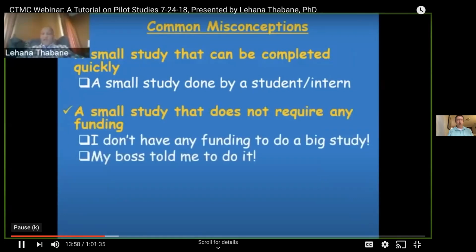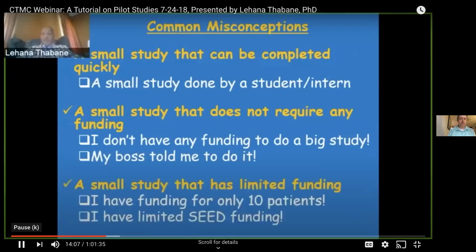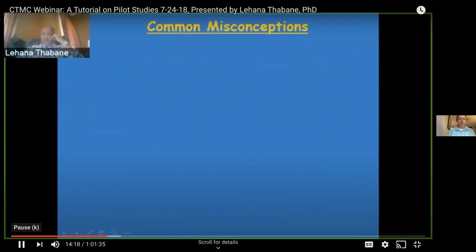do a big study, or my boss told me to do this one, and they call it a pilot because of those reasons. A small study that has limited funding, we've had excuses such as, I have funding for only 10 patients, or for limited seed funding, and therefore I will call it a pilot or a feasibility study. So these are some of the misconceptions that I've come across.